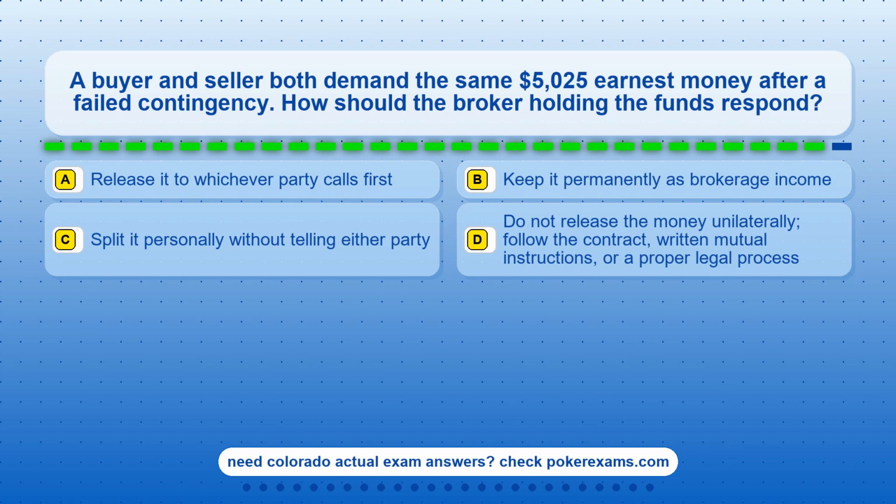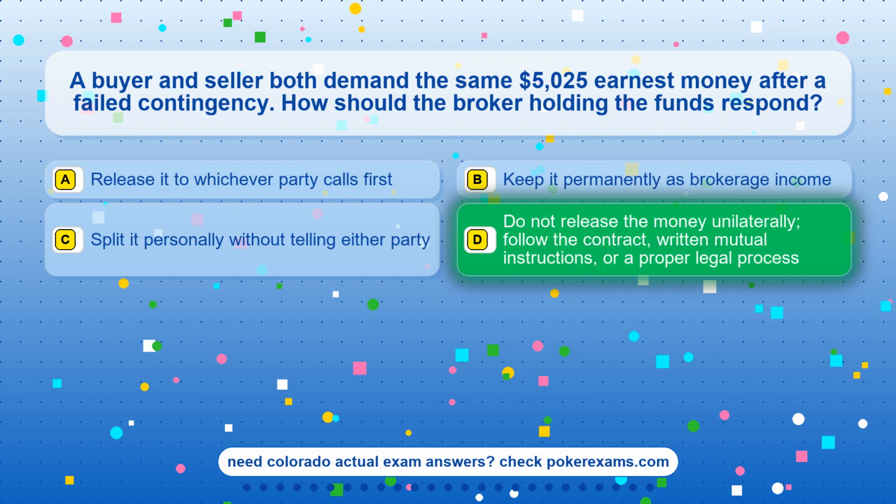Question 9. A buyer and seller both demand the same $5,025 earnest money after a failed contingency. How should the broker holding the funds respond? Option A. Release it to whichever party calls first. Option B. Keep it permanently as brokerage income. Option C. Split it personally without telling either party. Option D. Do not release the money unilaterally, follow the contract, written mutual instructions, or a proper legal process.